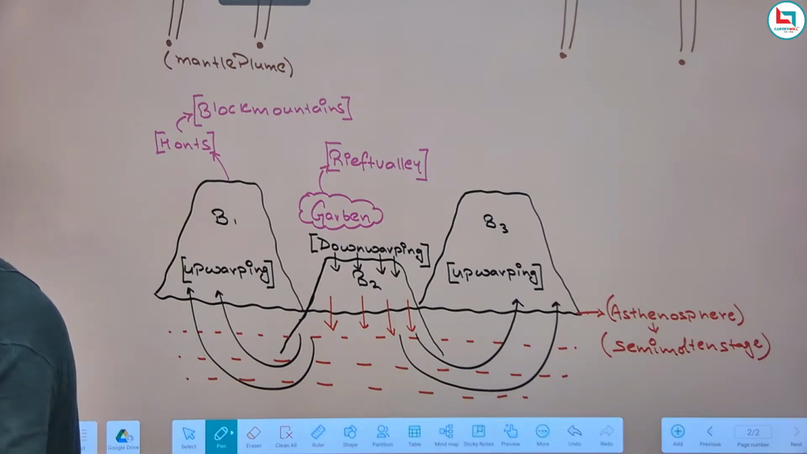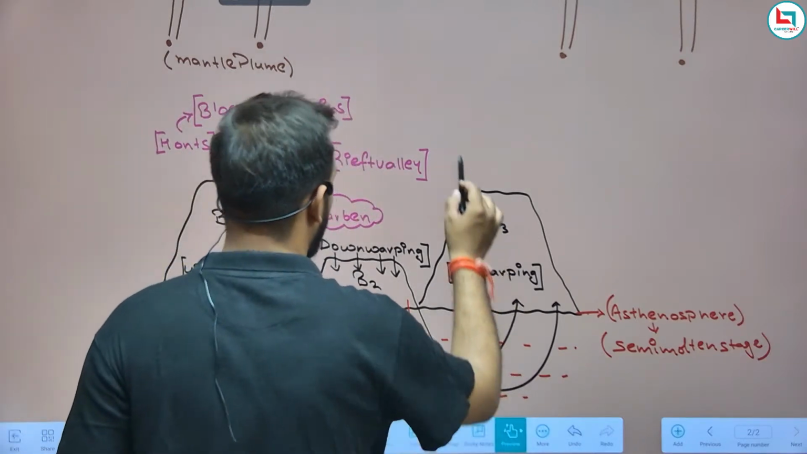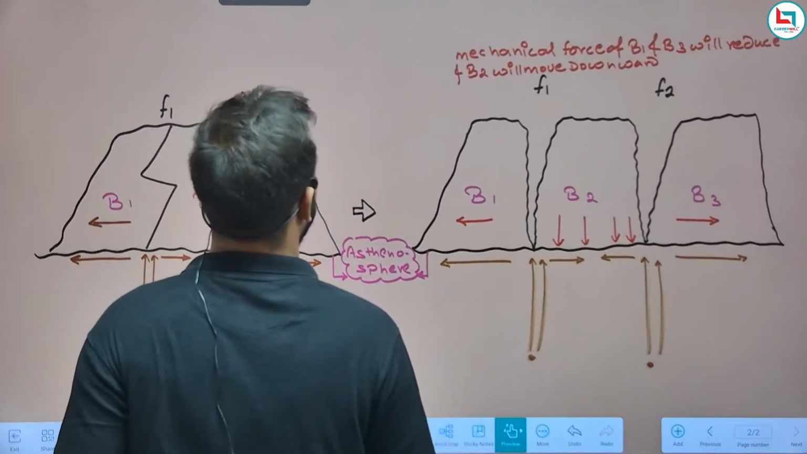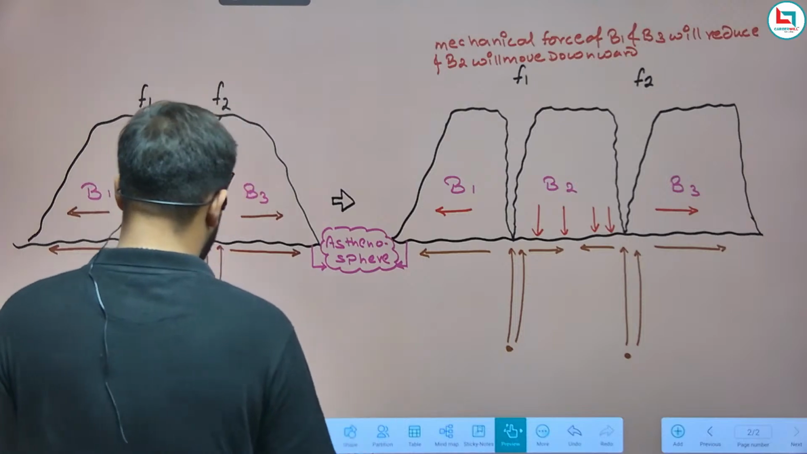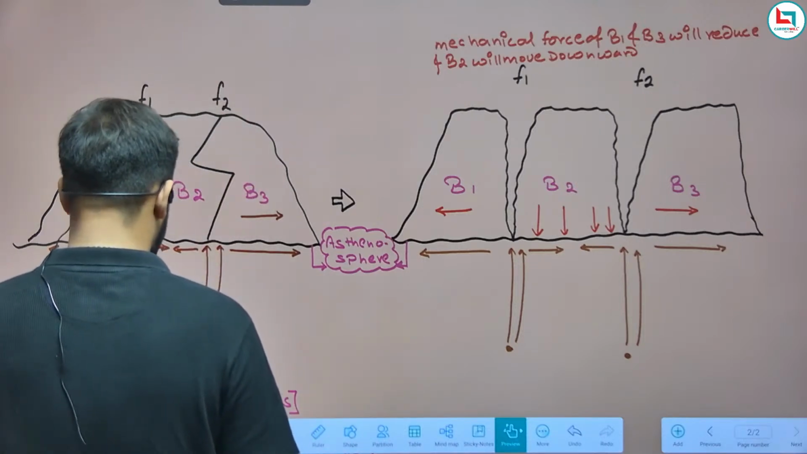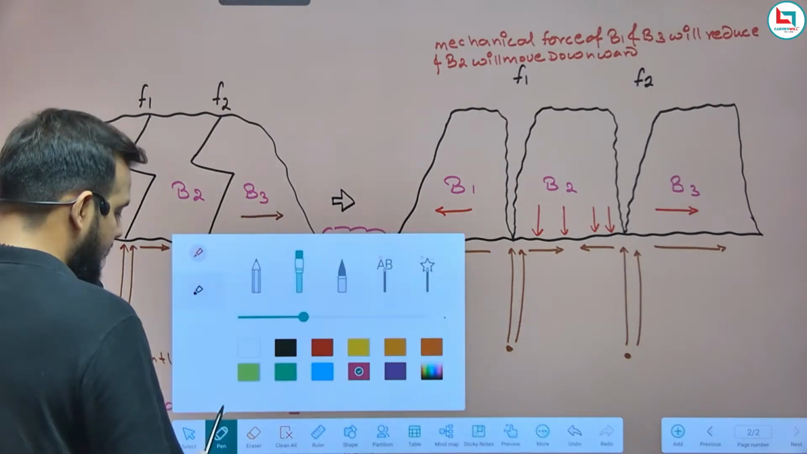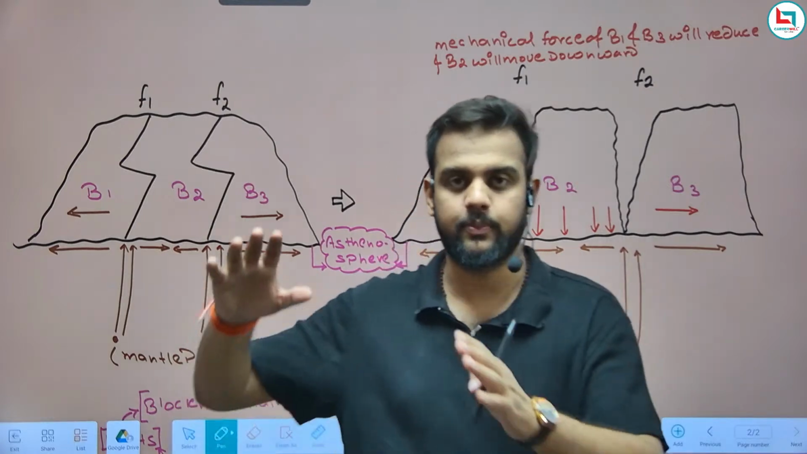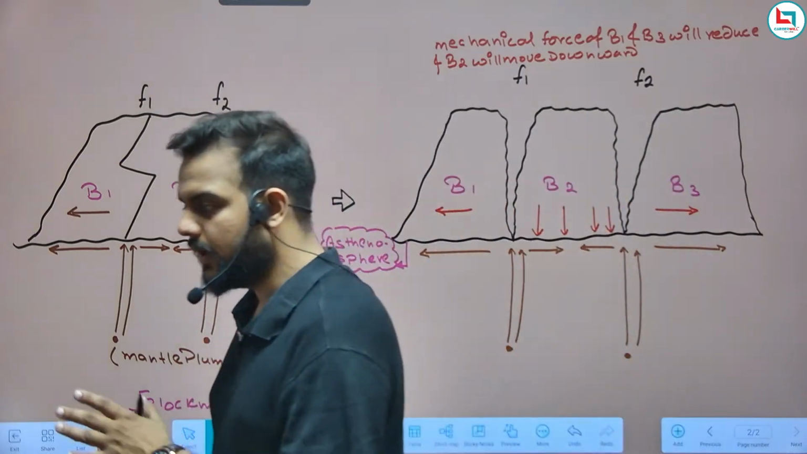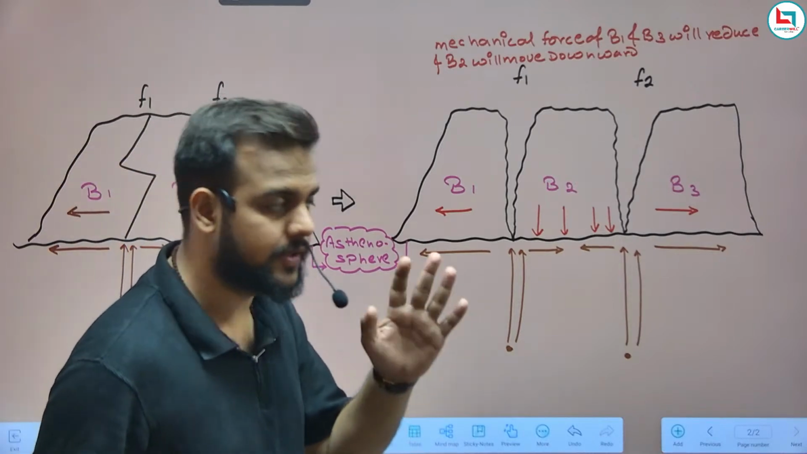Now, buddy, this complete process is known as faulting. After faulting, we will talk about reverse faulting. Remember, guys, 99% of block mountains are formed due to the process of faulting. Only 1% of mountains are formed due to the process of reverse faulting.